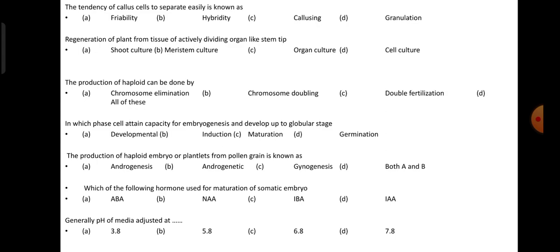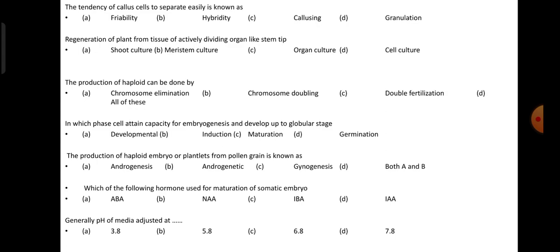Next question, production of haploids can be done by. Options: chromosome elimination, chromosome doubling, double fertilization, all the above. The answer here is chromosomal elimination, because by chromosomal doubling we cannot go for haploid production. Double fertilization also won't yield haploids. Only the chromosomal elimination technique will help in haploid production.